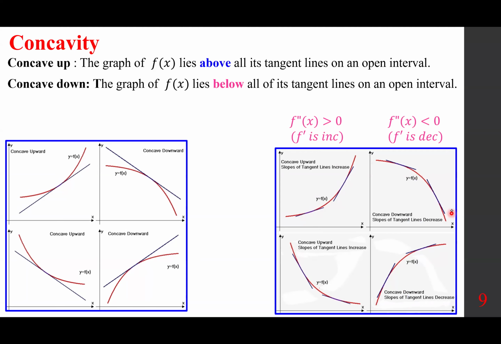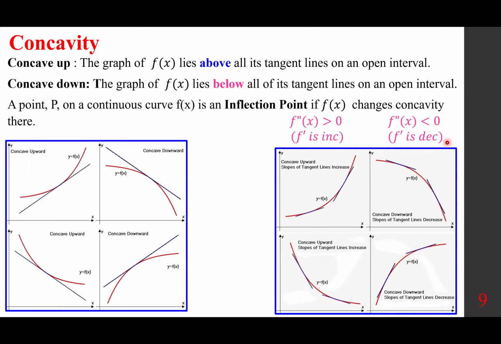Also, in this case, f double prime is negative, concave down, and f prime is decreasing. Look at this one. This has a negative slope. This has a more negative slope. This has a positive slope, but this has a less positive slope. So f prime is decreasing.